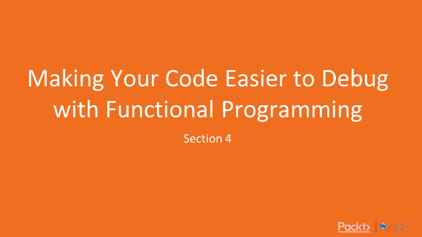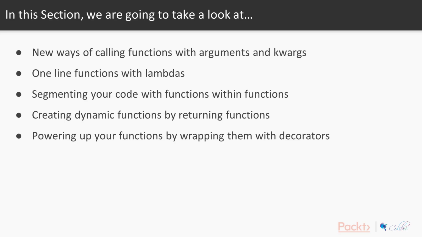So we're starting a new section today where we make your code easier to debug with functional programming. In this section, we're going to take a look at number 1, new ways of calling functions with arguments and keyword arguments. Number 2, one-line functions with lambdas. Number 3, segmenting your code with functions within functions.